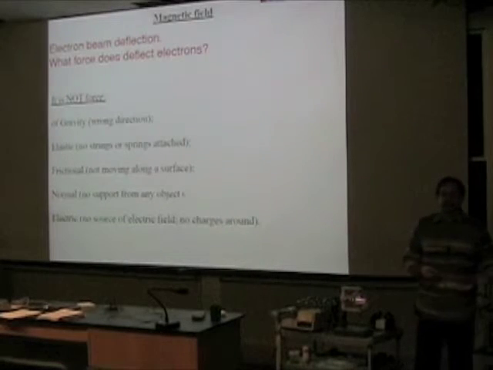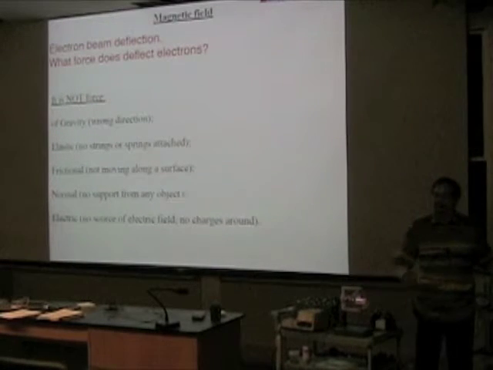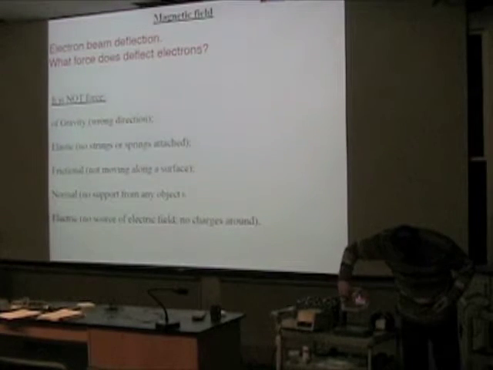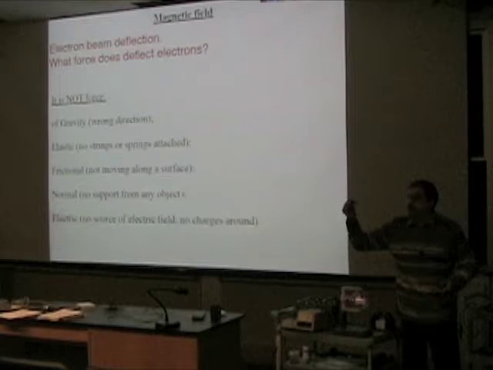So, without a magnetic field, electrons were traveling along a straight line, but now they're getting deflected. And the deflection actually depends on the orientation of this magnet.